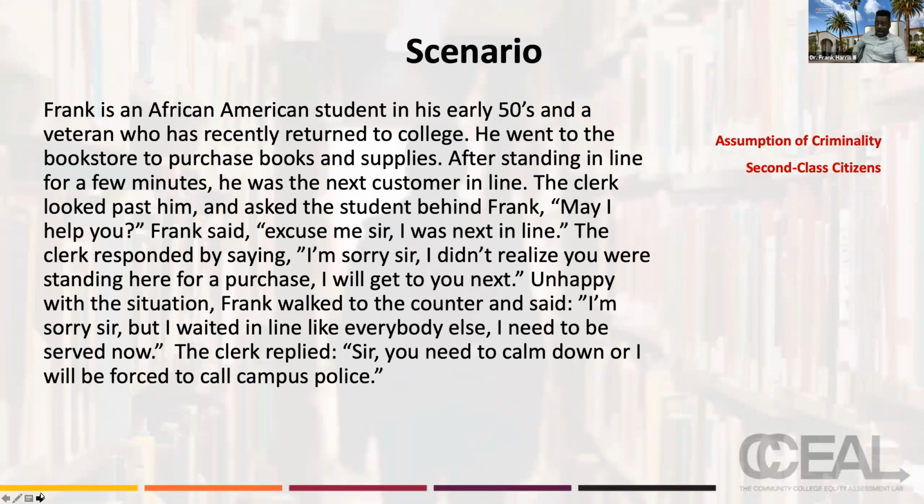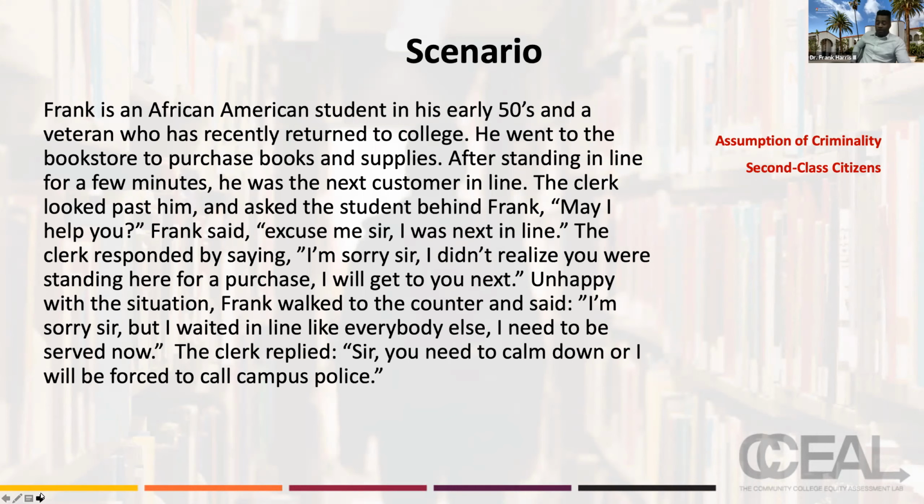So the most obvious one is the second-class citizen when he was overlooked by the clerk to tend to another customer. And here's what's interesting about this one. The fact that the clerk said that he didn't think Frank was there for a purchase actually confirms the invisibility that often accompanies this microaggression. Here's the second piece of this. Once Frank began to passionately advocate for himself, the clerk became fearful and threatened to call campus police.